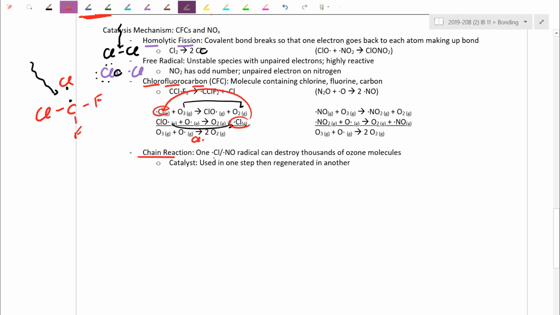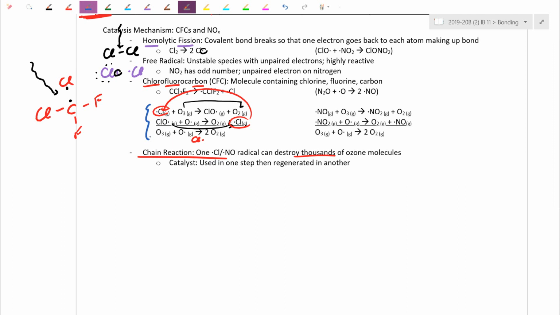In this case, we refer to it as a chain reaction because it was put in at one step, gets regenerated, and is now ready to take out another ozone. One chlorine radical, before it matches up with another chlorine radical and terminates, can destroy thousands and thousands of ozone molecules. We're going to see more of this mechanism stuff in chapter 6 next year, but it's fair game for me to ask you to show the chlorine mechanism for the depletion of ozone. You just need to know that one.